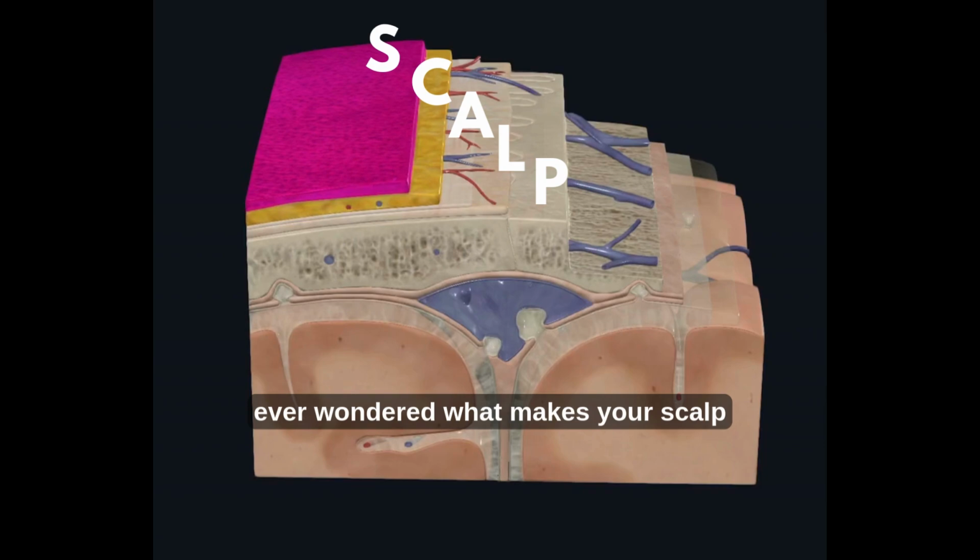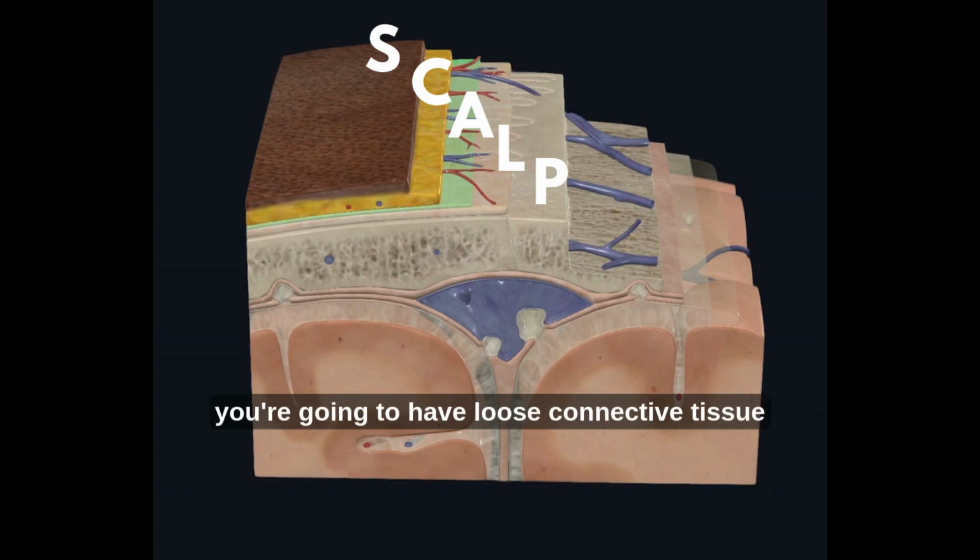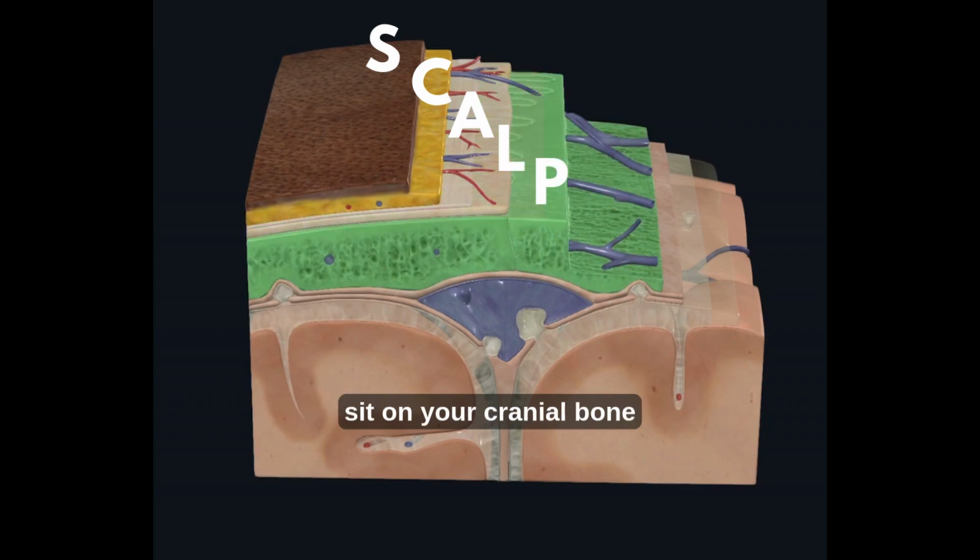Ever wondered what makes your scalp? Well, your scalp is made up of five layers. Using the mnemonic SCALP, you're going to have: 1. The skin, 2. The deep cutaneous tissue or the subcutaneous tissue, 3. The epicranial aponeurosis, 4. The loose connective tissue, 5. The pericranium, and then lastly, you sit on your cranial bone.